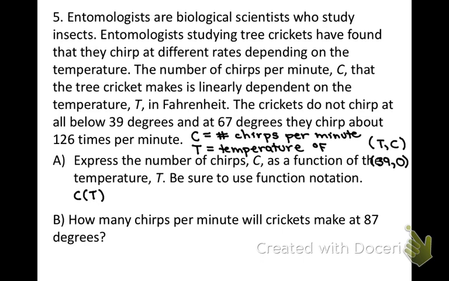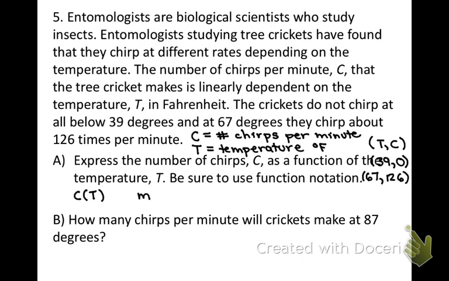Notice that this is not my y-intercept, so it does not give me my b value. It goes on to say that at 67 degrees, they chirp about 126 times per minute. So as a point there, we're looking at 67, 126. Unfortunately, we don't have slope and we don't have the b value, but because they give me 2 points, we're going to be able to find our slope, and then we can plug in to find the b value as well.